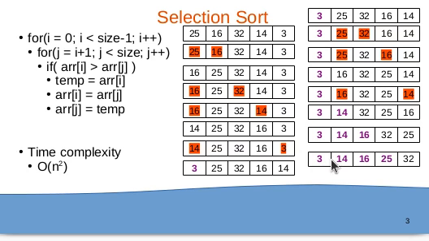I think you all understand. Time complexity of this is, for i equal to 1 to size minus 1, that means n, and j equal to i plus 1 to size, that means n, so it will be n square. For each of the n, it will repeat n times, so the time complexity is n square. I think you all understand.